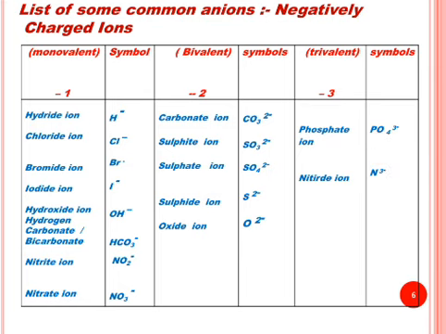Clear? So students, in the exam you can be asked to write the symbol of a particular ion with its charge, or to calculate the number of atoms present in the given polyatomic ion. So students, I hope it is clear to all that these are some common anions or negatively charged ions, and you have to learn this table sincerely in order to write the chemical formulae correctly, right?